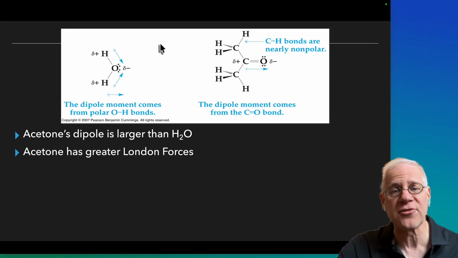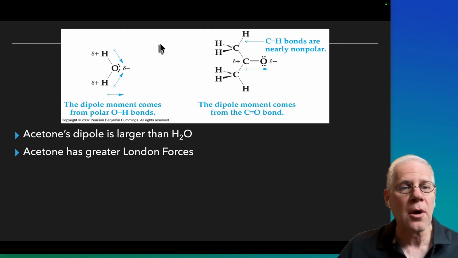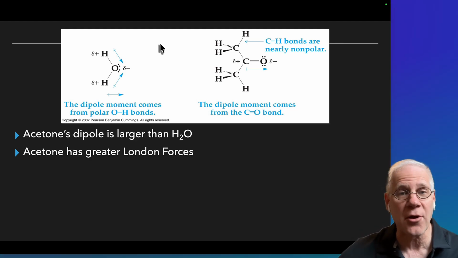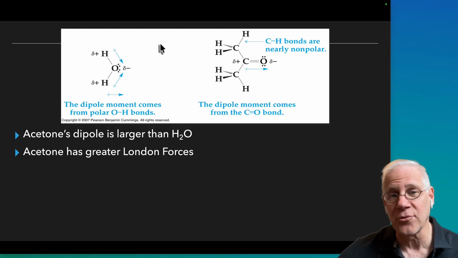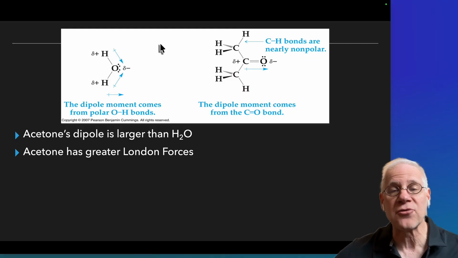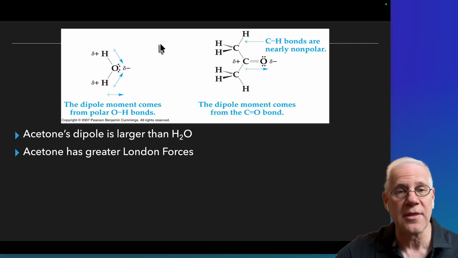If we look at the sizes of the molecules, we can see that acetone is clearly a larger molecule. It has a higher molar mass. It has a significantly larger number of electrons, and so it will have greater London dispersion forces as well. So we can throw that into the mix, and we can see that the attraction between two acetone molecules should be greater than that of two water molecules.